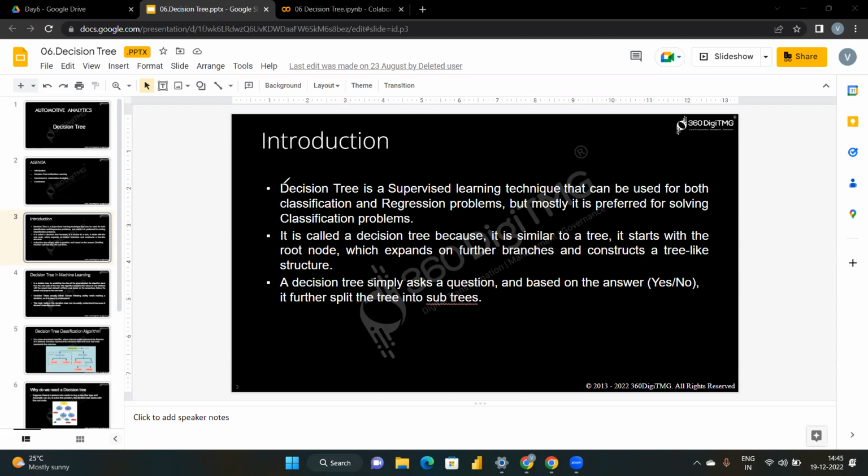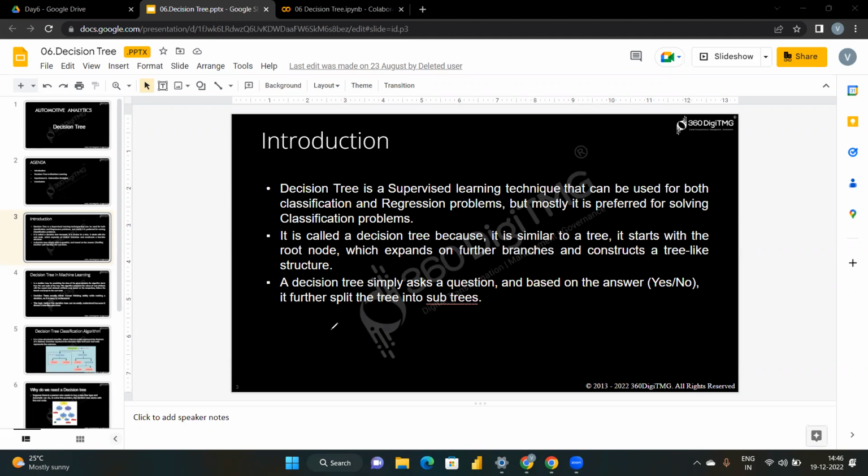Moving on, it is called a decision tree because it is similar to a tree. It starts with the root node, which expands into further branches and constructs a tree-like structure. A decision tree simply asks a question, and based on the answer, yes or no, it further splits the tree into subsets.